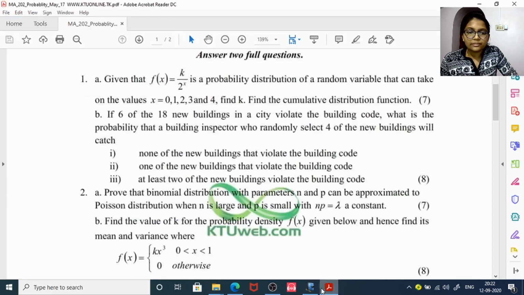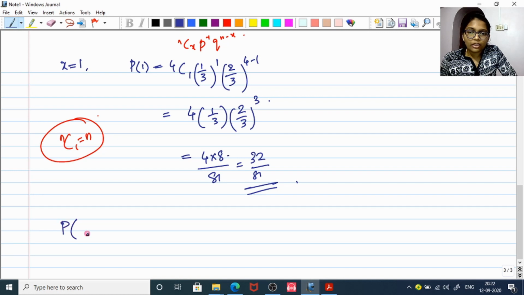Last sub question is at least 2 of the new buildings violate the building code. At least 2 means the minimum number is 2. So it is like x greater than or equal to 2. At least means minimum there must be 2. So how many buildings are considered? Only 4 buildings are considered. That means the number of buildings that violate the code can be none, or only one building violates the code, or 2 or 3 or 4.